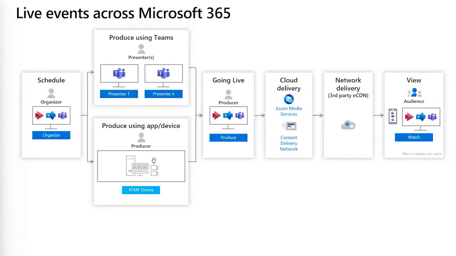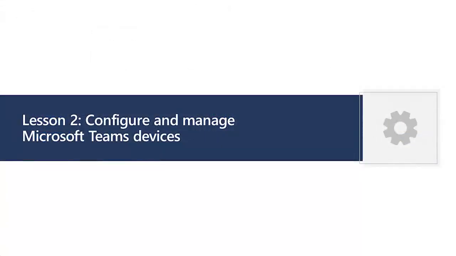What are the different apps in Microsoft 365 in use when we're producing live events? Well, the organizer can schedule the event in Stream, Yammer, or Teams. We can produce right from within Teams or with a third-party device, so an RTMP device, that's Real-Time Messaging Protocol. To go live, we have a producer role. Again, that producer can work in Stream, Yammer, or Teams. For cloud delivery, we can take advantage of Azure Media Services or a content delivery network, possibly a third-party CDN provider. And then the audience can watch using Stream, Yammer, or Teams.